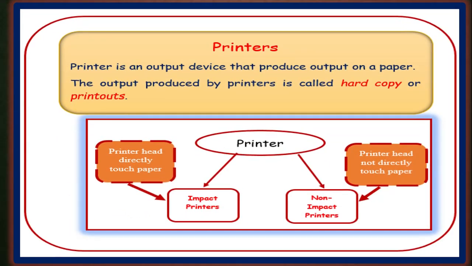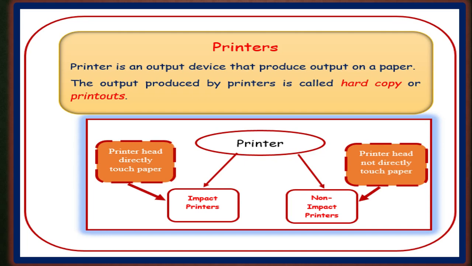Next is printers. A printer is an output device that produces output on paper. The output produced by a printer is called a hard copy or printouts. So after the monitor, the printer is the second most commonly used output device.